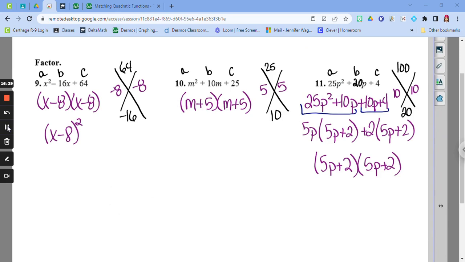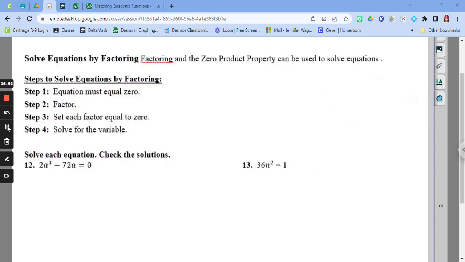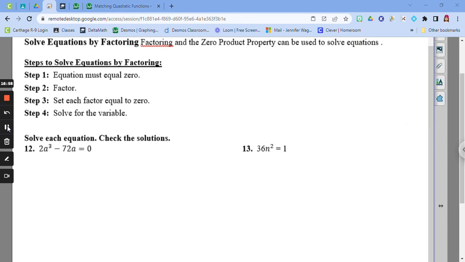When you're doing the x to figure out what those two numbers need to be, if you use the exact same two numbers, then you'll end up with the same two factors. Okay? All right. So solving. First of all, it needs to equal 0.